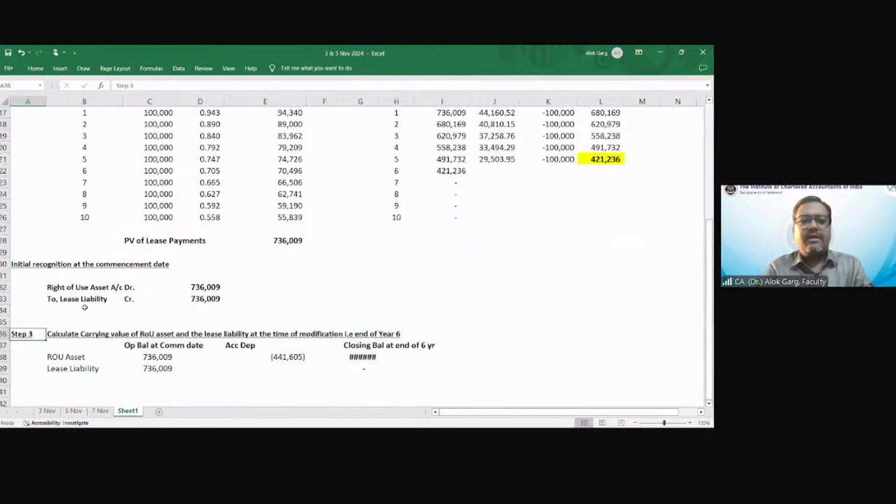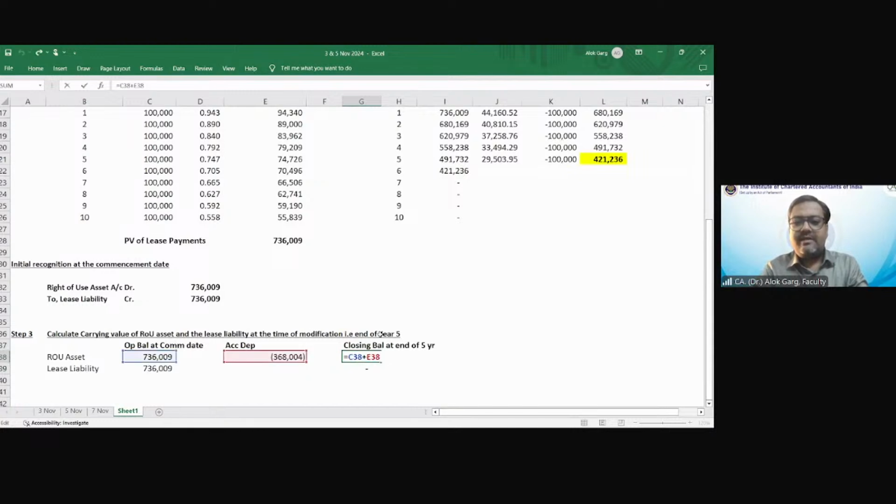Step number 3, calculate carrying value of ROU asset and lease liability at the time of modification, that is end of year 5. In the previous question it was year 6, in this it is year 5. So my opening balance at commencement date is 736,009. My lease liability is the same. What is my accumulated depreciation? This divided by 10 multiplied by 5. Right? So this is my ROU asset.